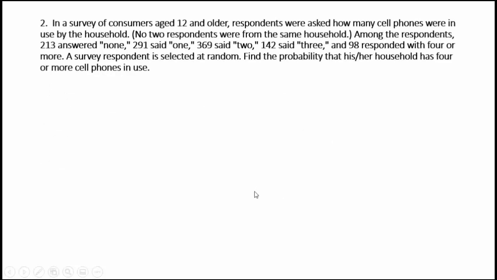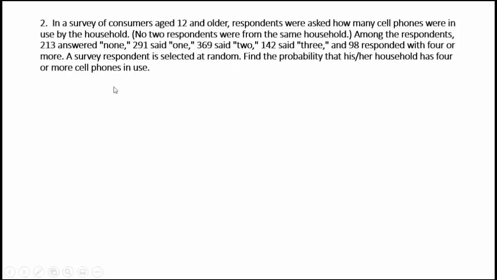All right, second problem. In a survey of consumers aged 12 and older, respondents were asked how many cell phones were in use by the household. No two responses were from the same household. Among the respondents, 213 answered none, 291 said 1, 369 said 2, 142 said 3, and 98 responded with 4 or more. For a survey respondent selected at random, find the probability that his or her household has 4 or more cell phones.